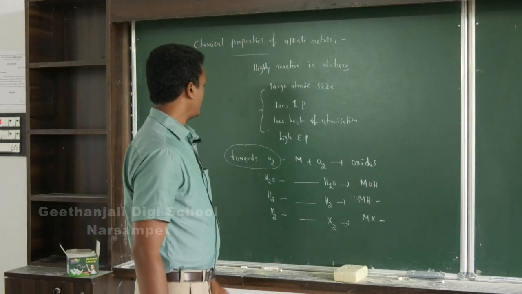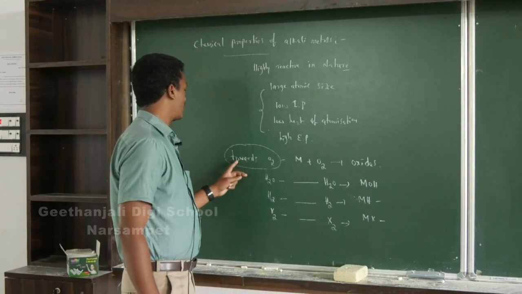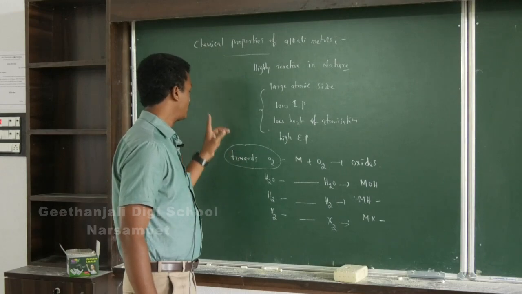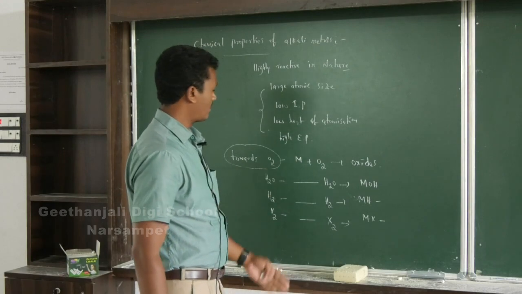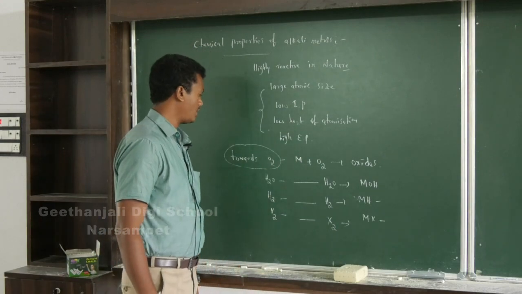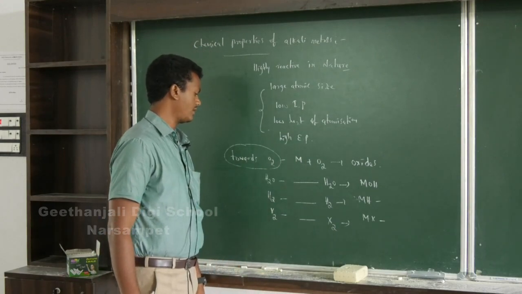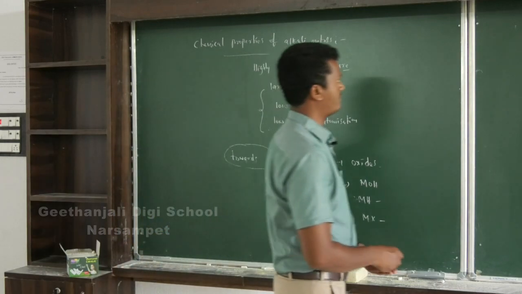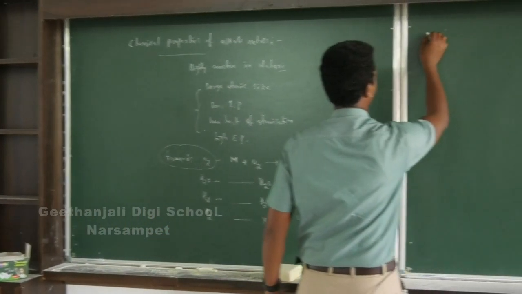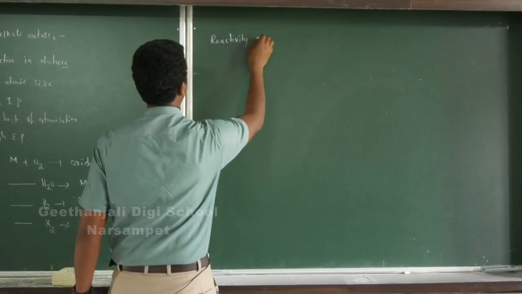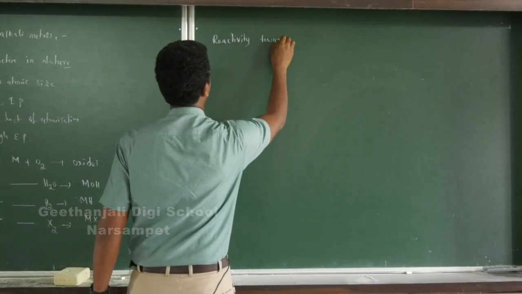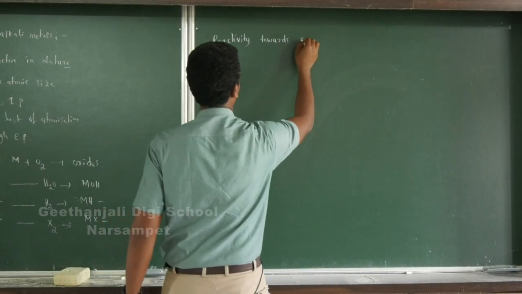We will see individually the chemical properties of alkali metals with these reactants: oxygen, water, hydrogen and halogen. So the first chemical property of alkali metals is reactivity towards oxygen.